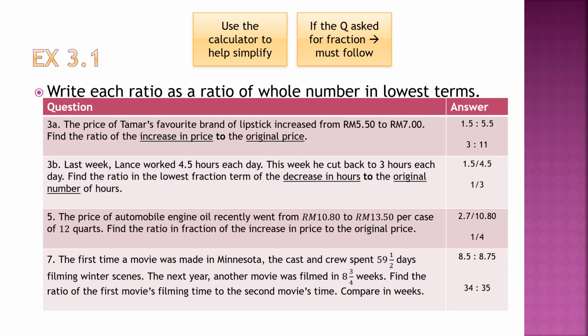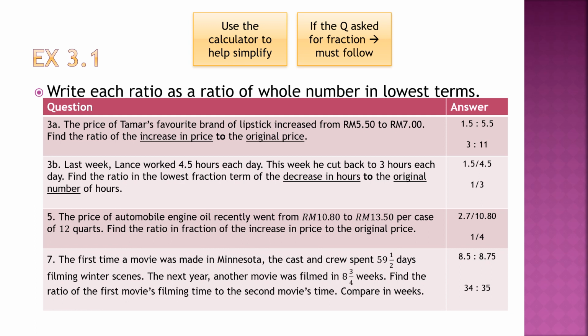The price of engine oil went from 10.8 to 13.5. So they want to find the increase in price. So the increase, if you minus, you will see 2.7. So 2.7 over 10.8, plug in the calculator, you will get 1 over 4. Always use the calculator, it's always the easiest.